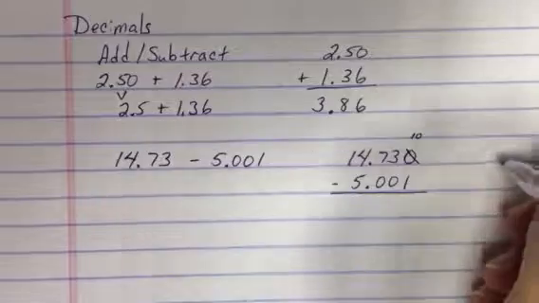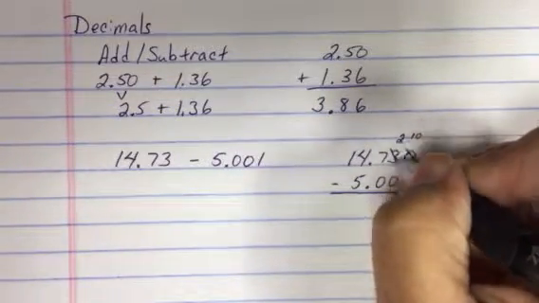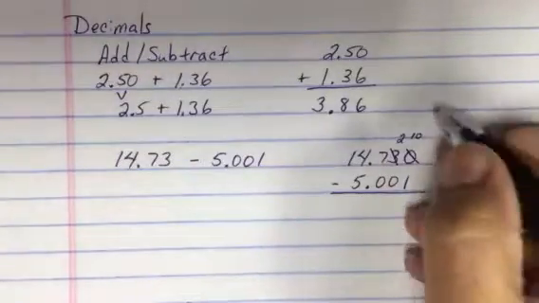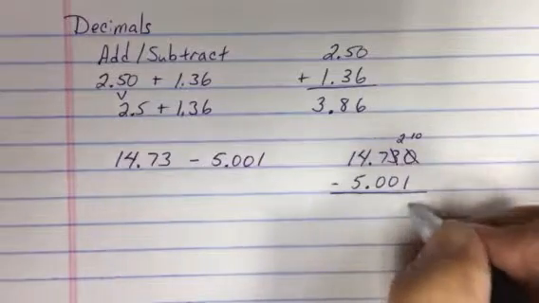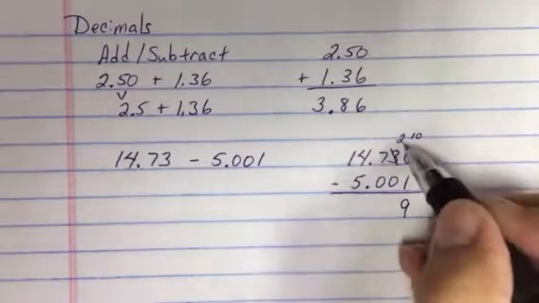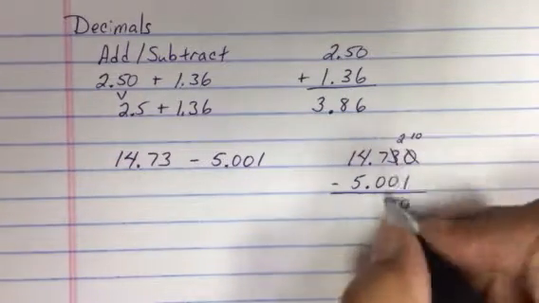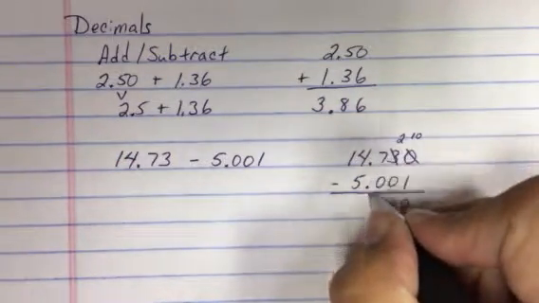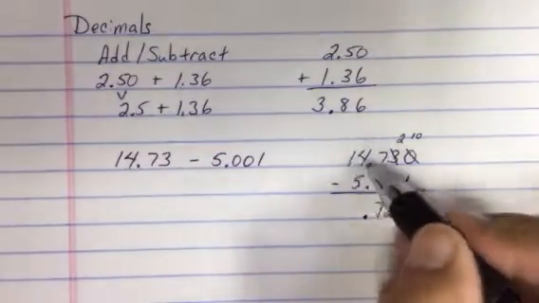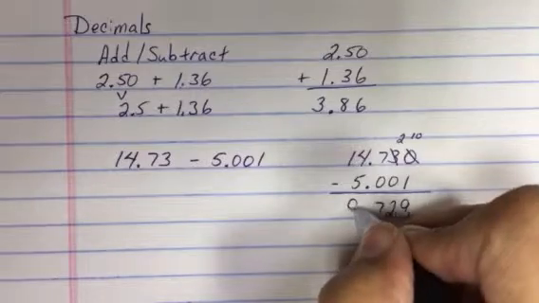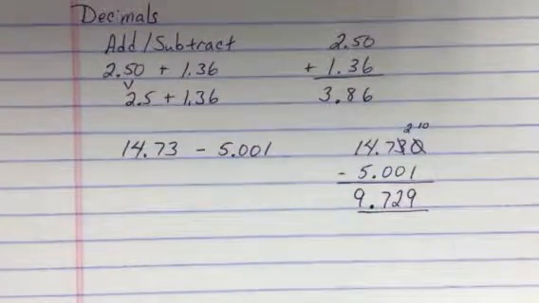Well, 0 minus 1, can't do that, so I'm going to borrow 1 from 3 and make 0 10. Actually borrowing 10s. So 10 minus 1, 9. 2 minus 0 is 2. 7 minus 0 is 7. Decimal drops straight down. And 14 minus 5 equals 9. There's subtraction.